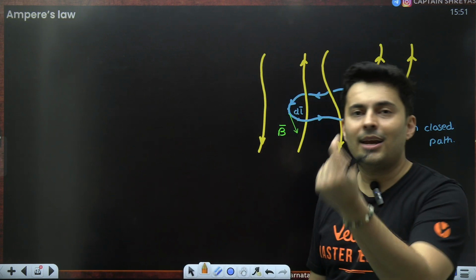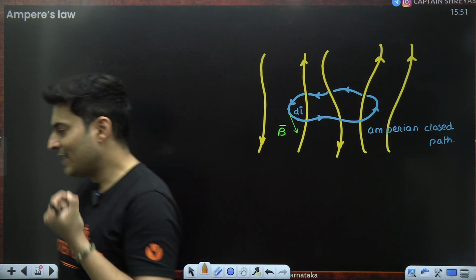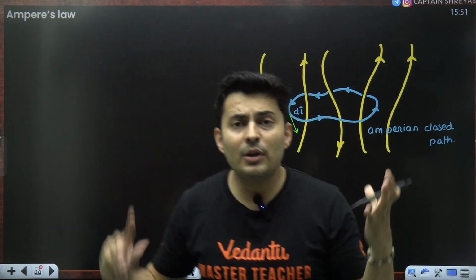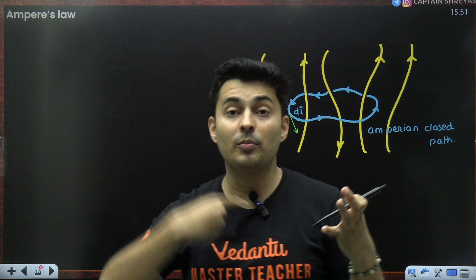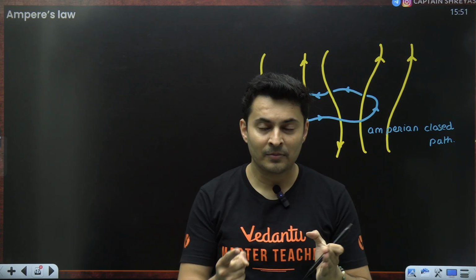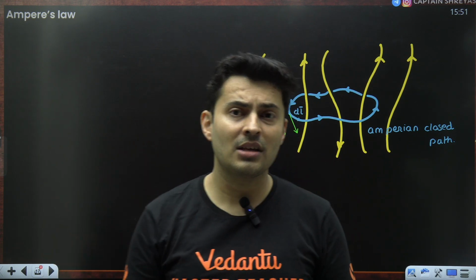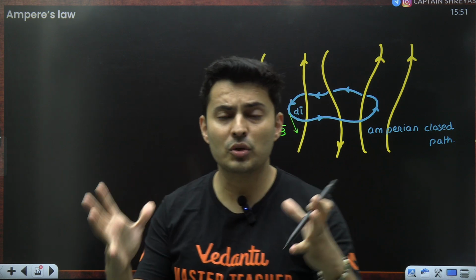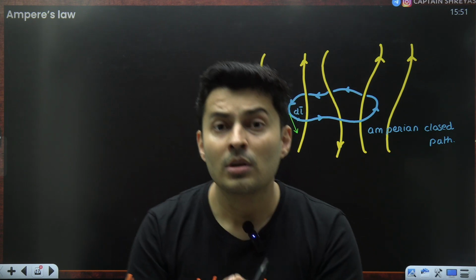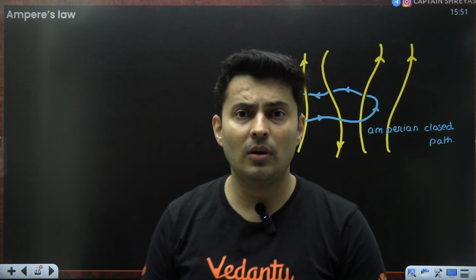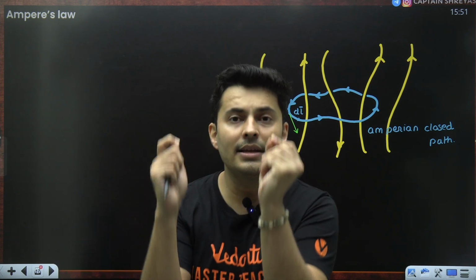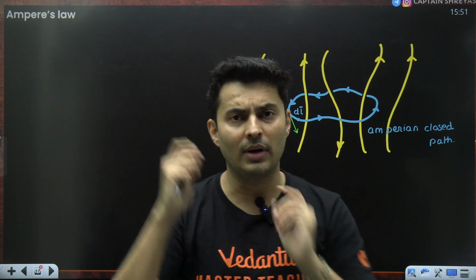Next is Ampere's law, which is in your moving charges and magnetism chapter. Now this law is asked many times. Whenever you pass a current through a wire, it produces a magnetic field around it. Who discovered this? Oersted. The person who gave the formula for this was Biot-Savart. Together they give Biot-Savart's law. You can find the field using Biot-Savart's law, or you can use Ampere's law to find the magnetic field around a current carrying wire.